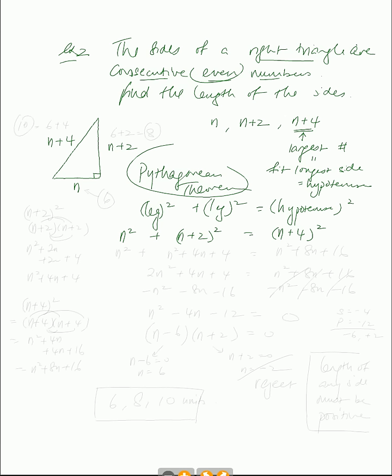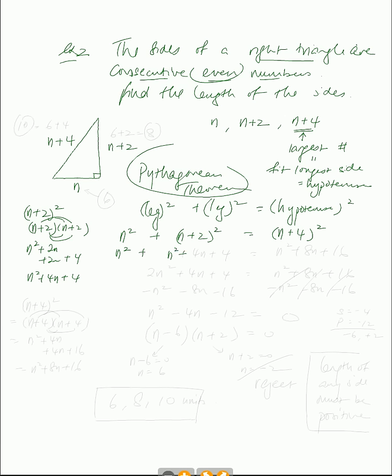Okay, so now let's FOIL this. So n squared plus, now when you see n plus 2 all squared, make sure you do not distribute. Make sure you remember to write n plus 2 twice, and then FOIL. So n and n, n and 2, 2 and n, 2 and 2. So you're going to have n squared plus 2n plus 2n plus 4. So that should come up to be n squared plus 4n plus 4.